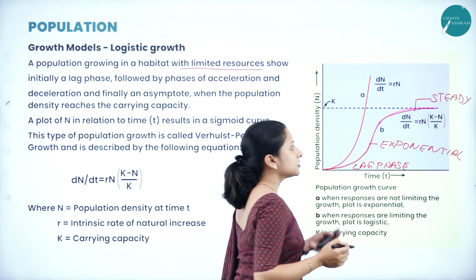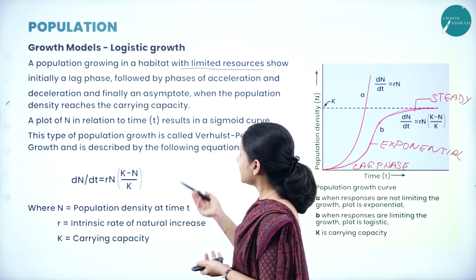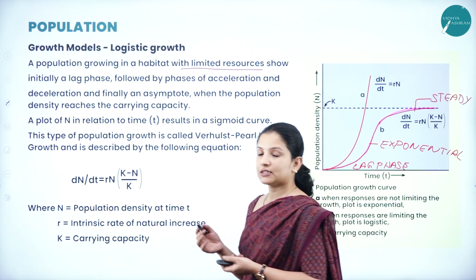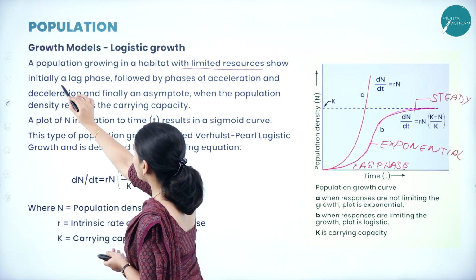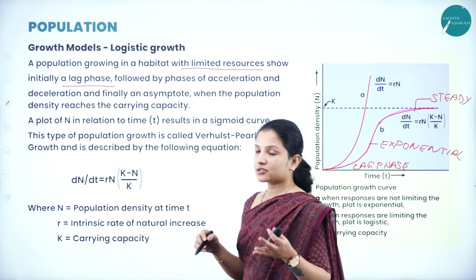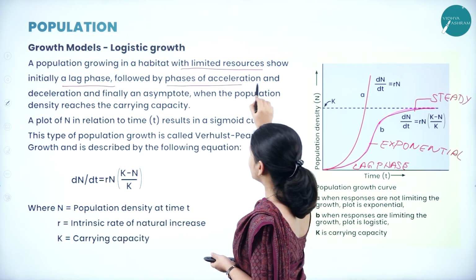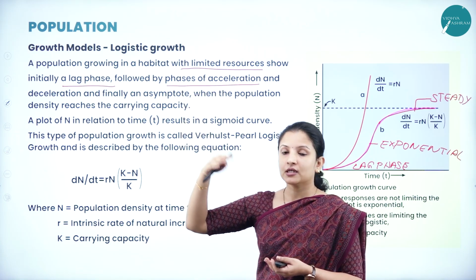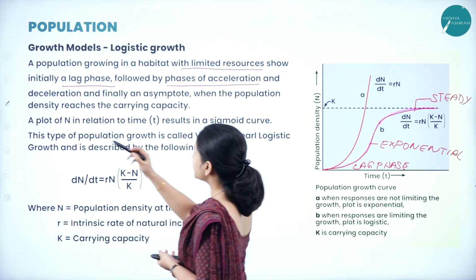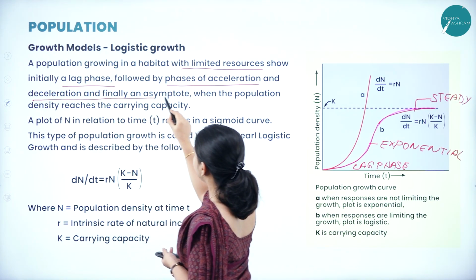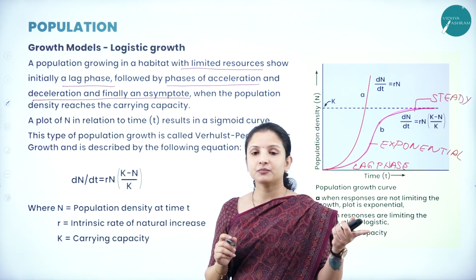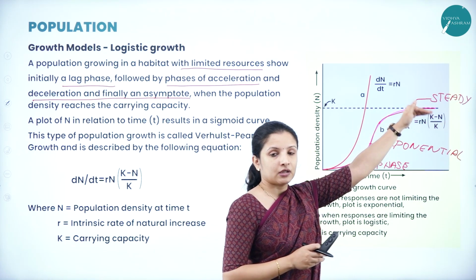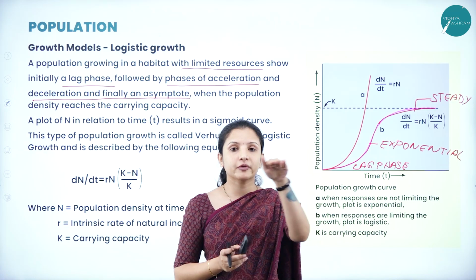Steady phase. So here, as we said, a population growing in a habitat with limited resources, at first will show a lag phase, then it is followed by a phase of acceleration, that is the exponential phase, the growth phase. After that it will go into deceleration and finally asymptote. Asymptote is nothing but it will become stagnant. After the decrease in population, now it will become stagnant.